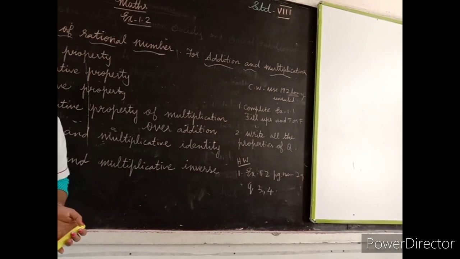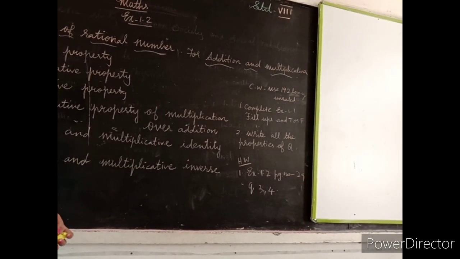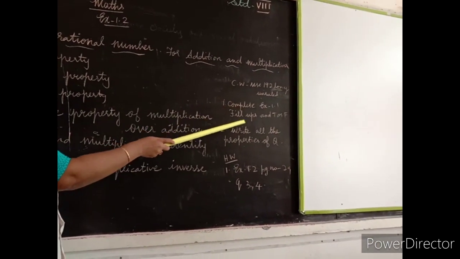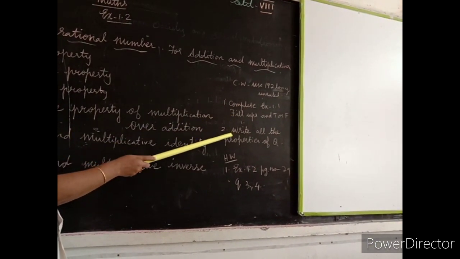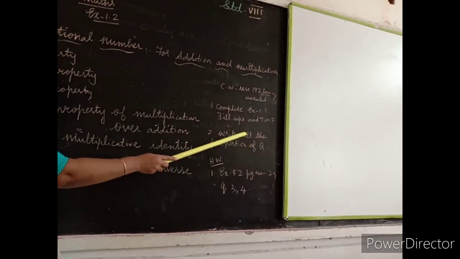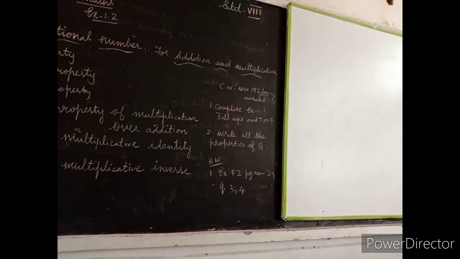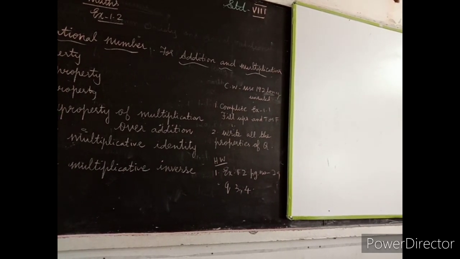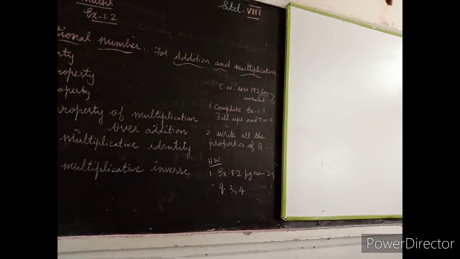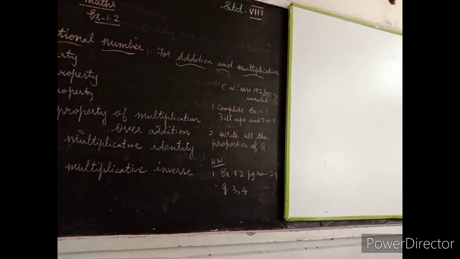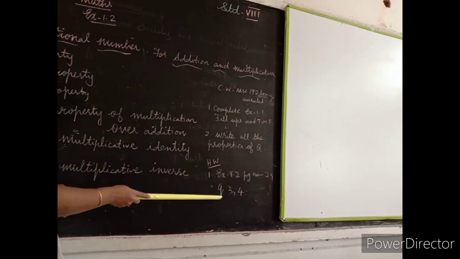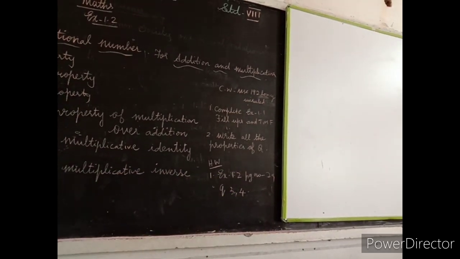Now use 192 long unruled for your classwork. First question is complete from exercise 1.1, fill up and true or false. Next, write all the properties of Q. Q means you know very well, rational number is denoted by Q. Then use the same note for your homework. That is, turn your note upside down and complete exercise 1.2, page number 29, question 3 and 4.